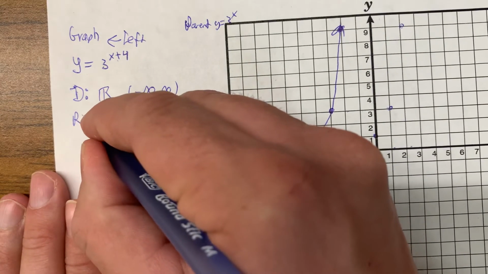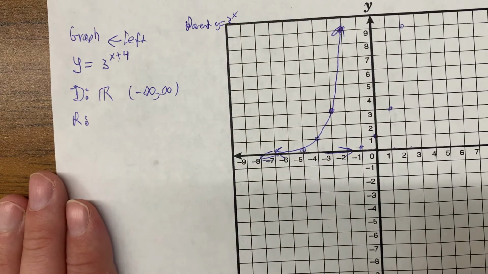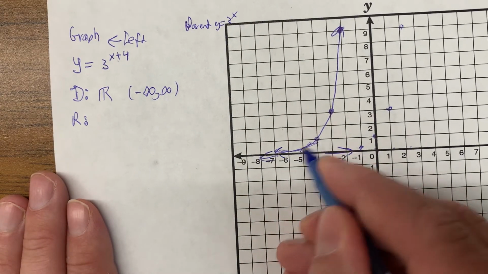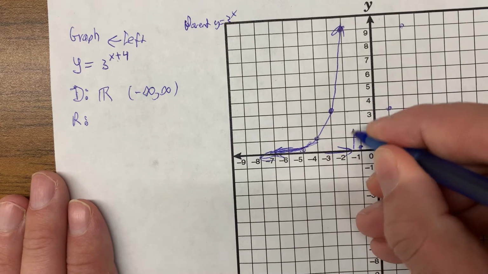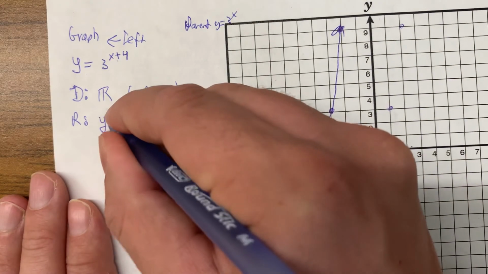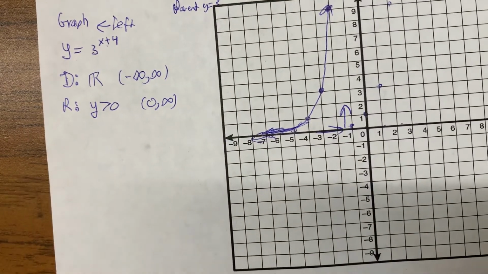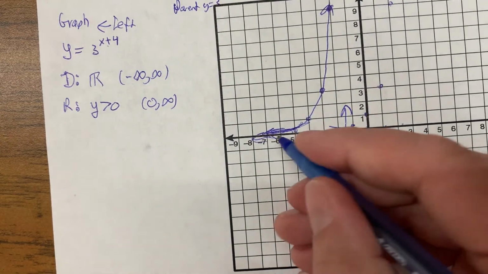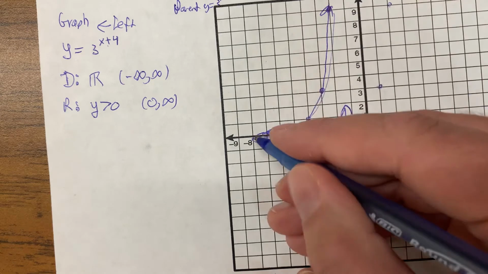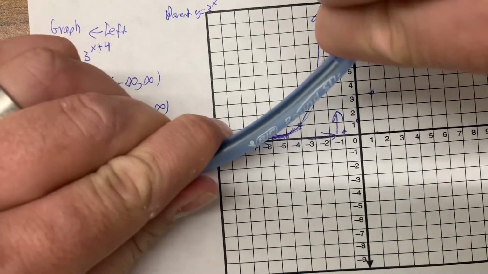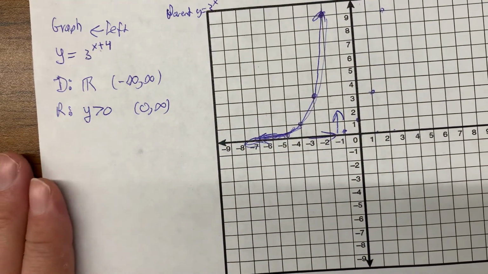The range is what? What's the range of this function? What are all the possible y's? Well, we can see that the y's won't go below 0. All the y's are above 0. So the y's are all above 0, or we could write 0 to infinity. Those are both fine. This function is increasing and concave up. It's both increasing and bending up, so that's nice to know.